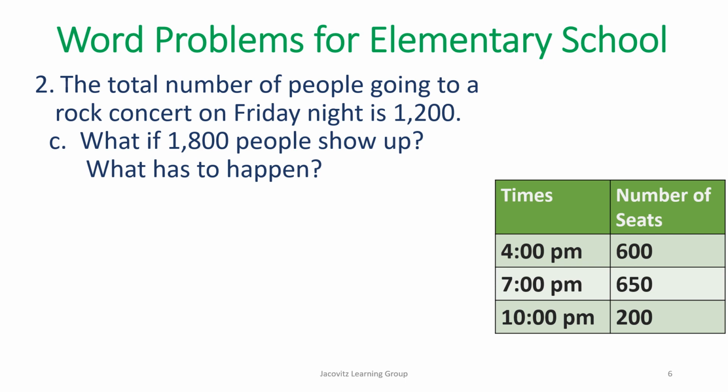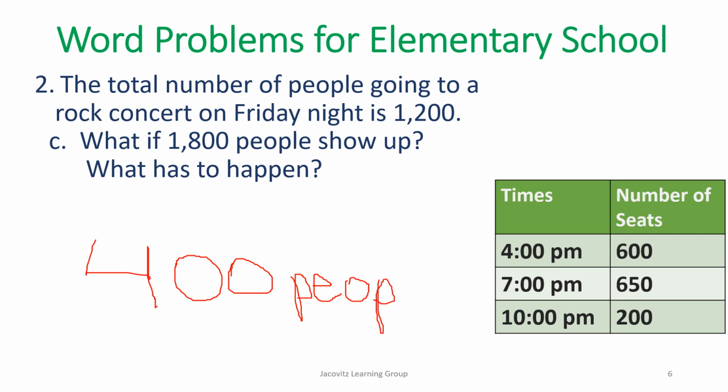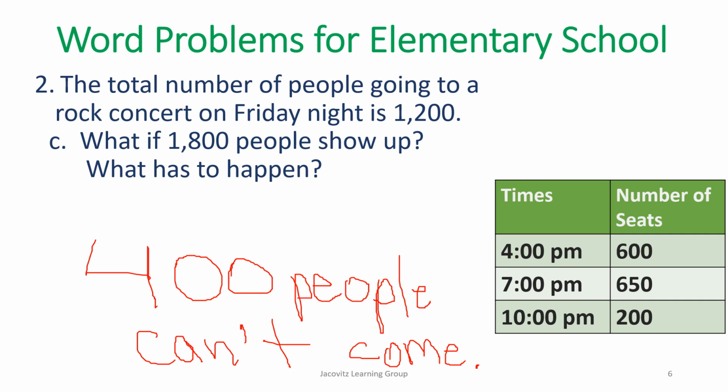6 is that question which we just did on the other page. 400 people can't come. And so there's the answer. Simple mental math tricks to make students think about what they're looking at.